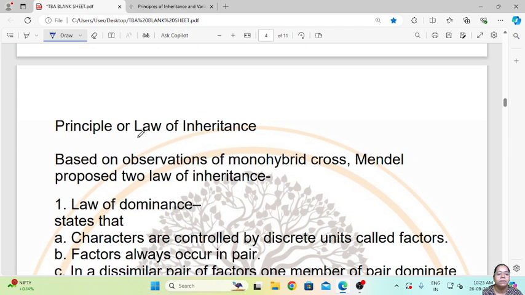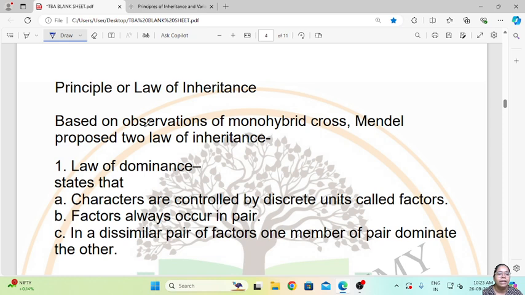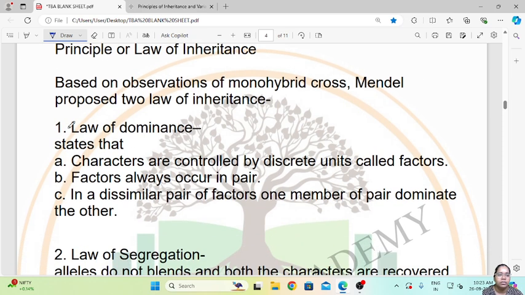Now we will see the principles or laws of inheritance. Based on observation of the monohybrid cross, Mendel proposed two laws of inheritance. The first law states that characters are controlled by distinct units called factors. Factors are also called genes. Factors always occur in pairs, so the contrasting genes always occur in pairs. In a dissimilar pair of factors, one member of the pair dominates the other. So one will be a dominant factor and the other will be a recessive factor.